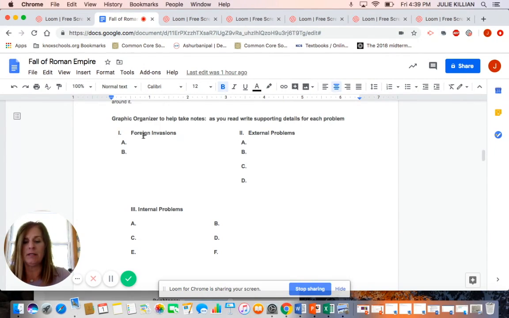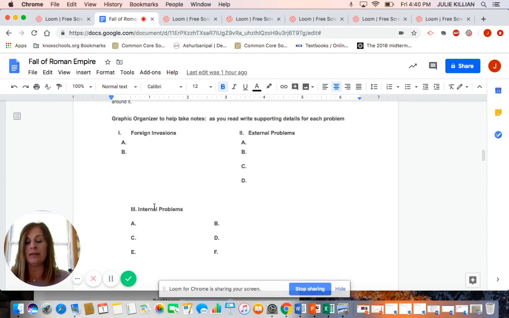So the first reason is foreign invasions. The second reason is external problems. And then the third reason is internal problems. Let's talk about foreign invasions. That just means that someone other than Rome is coming in to attack the Roman Empire. External would be things that are happening externally, like outside of the Roman Empire or outside the Roman city, that's causing problems for the whole Roman Empire.